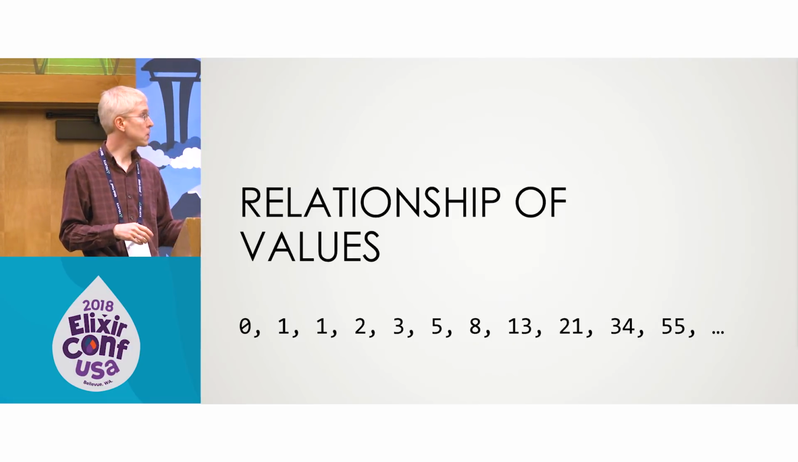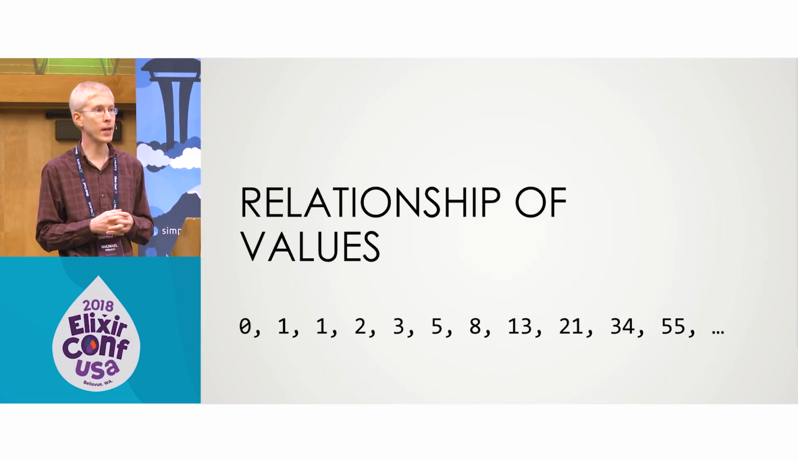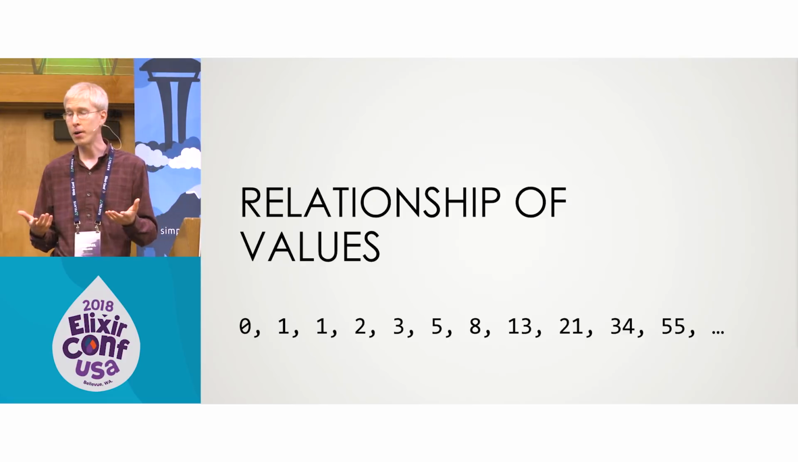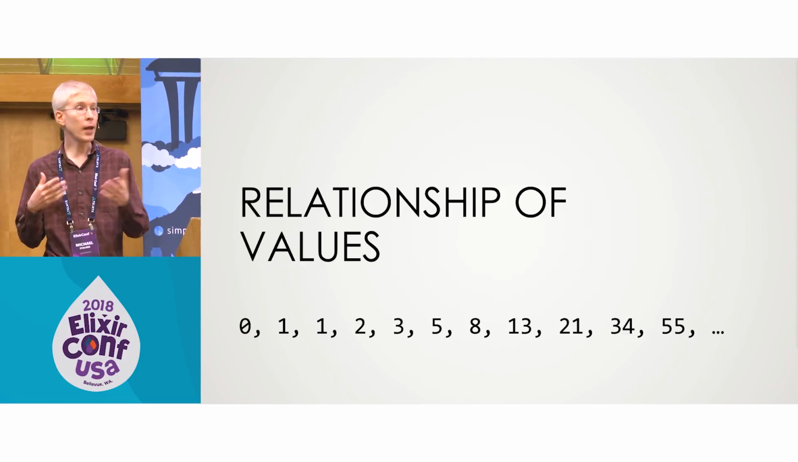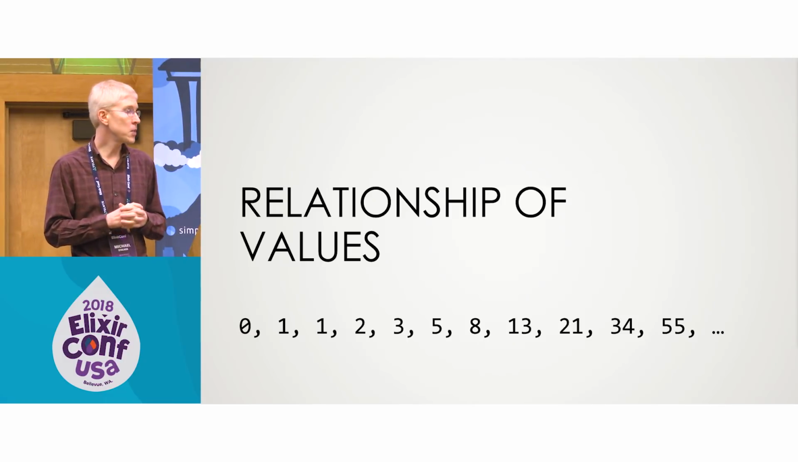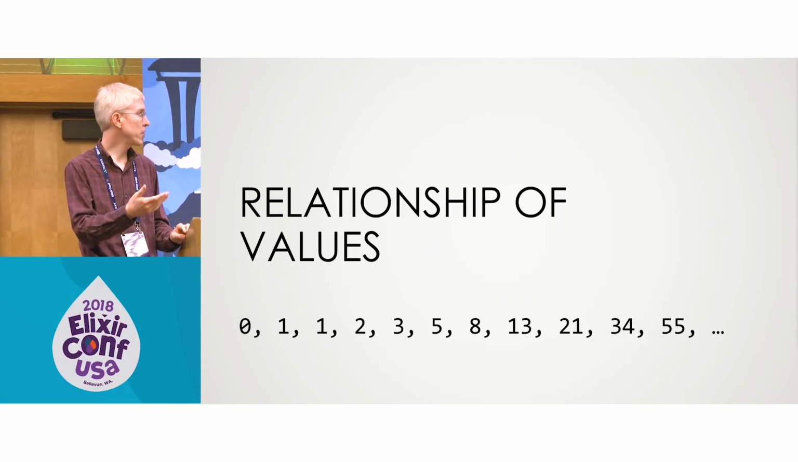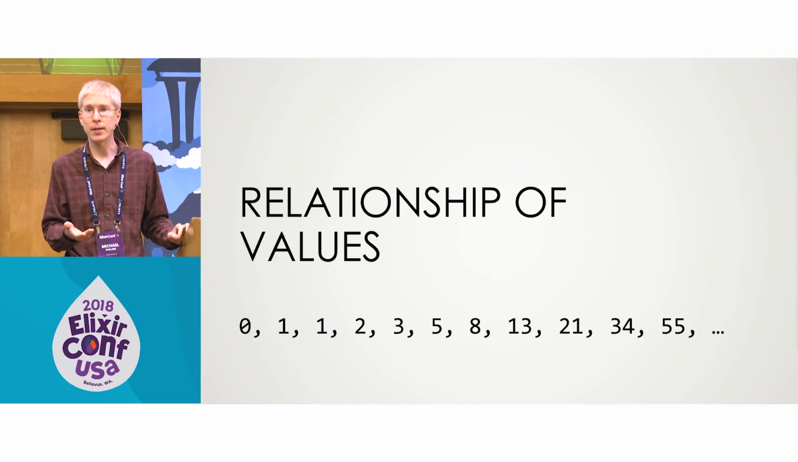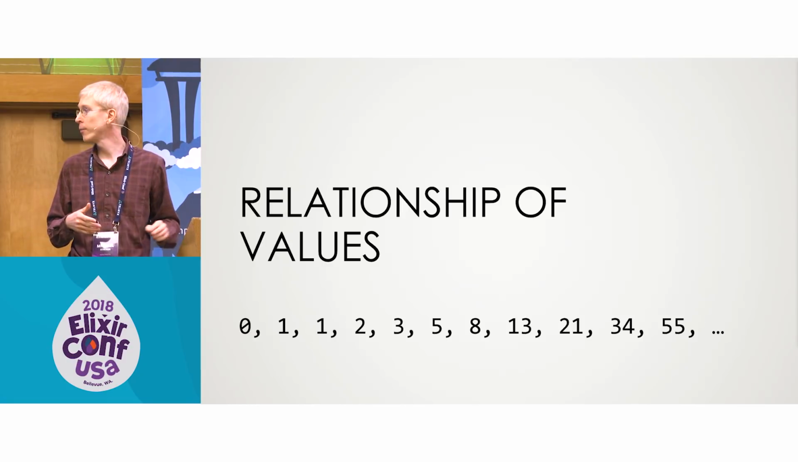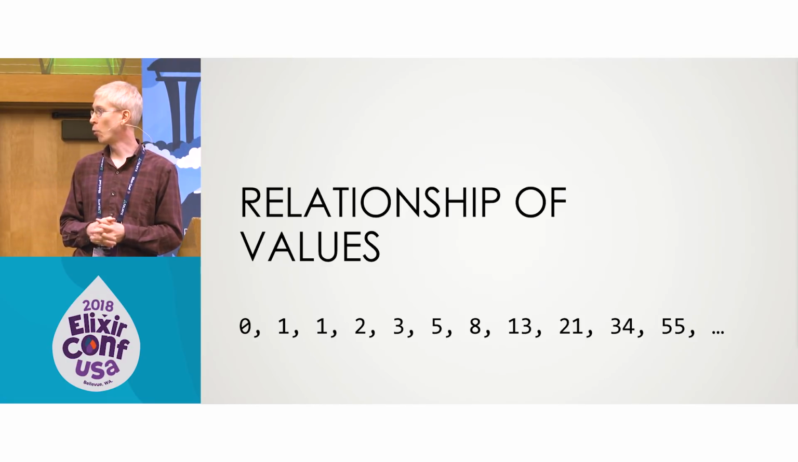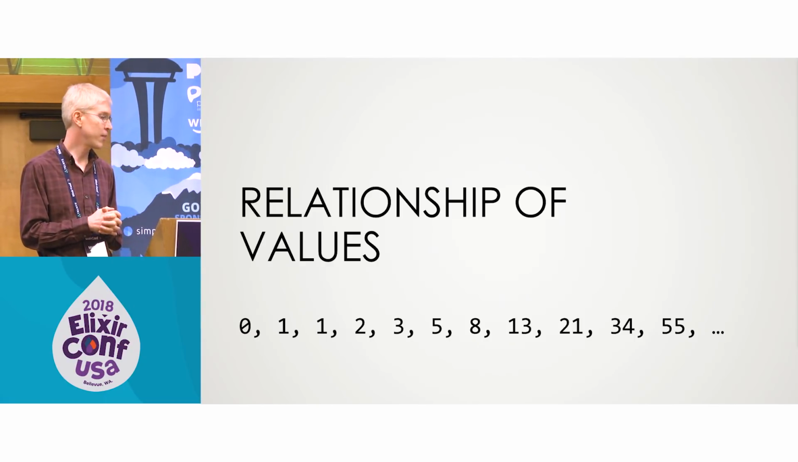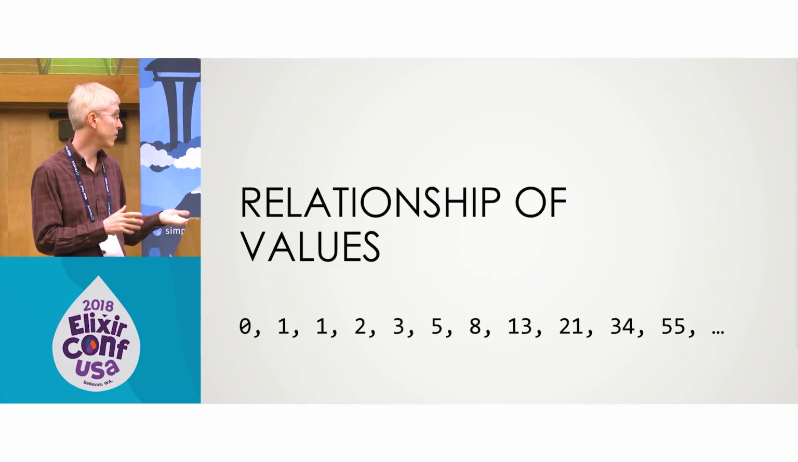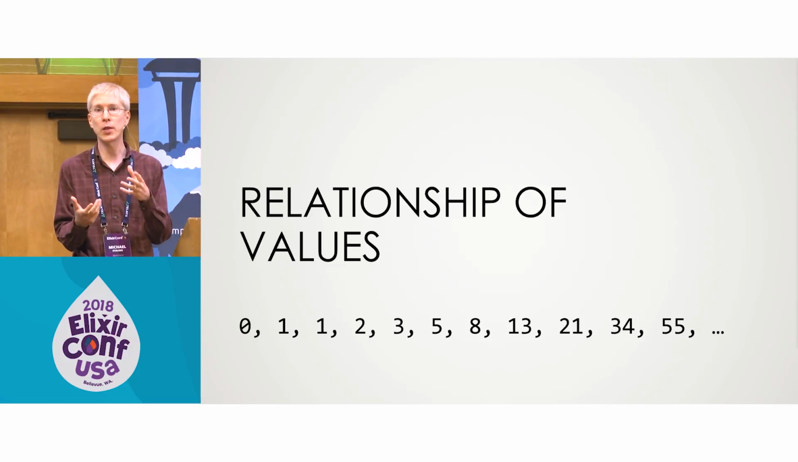Relationship of value. So this is the Fibonacci sequence. So if you were to write a Fibonacci sequence generator, each triplet of numbers is related. So in the Fibonacci sequence, once you get past the first few, every element is the sum of the two elements before it. Right? So the third element, 1, is the sum of 0 and 1. 21 is the sum of 8 and 13. 55 is the sum of 21 and 34. So there's a relationship between the values here.